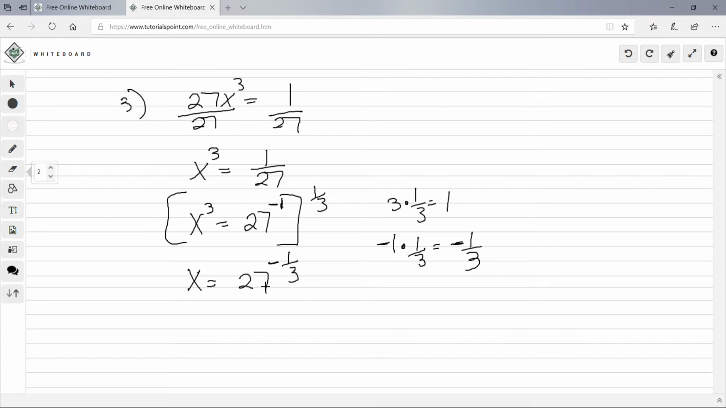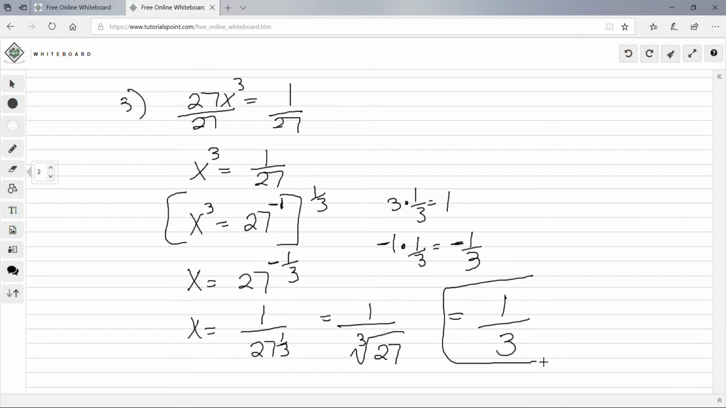We can simplify it even more. 27 to the negative 1/3 is like saying 1 over 27 to the 1/3. And then that's equivalent to 1 over the cube root of 27. And if you simplify that, what is the cube root of 27? 3, right? Because 3 times 3 times 3 is 27. So it's just 1/3. So your final answer is just 1/3. And always make sure it's checked, and I checked it and it comes out true.